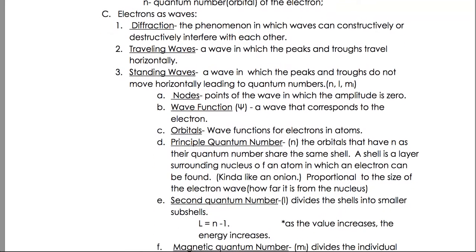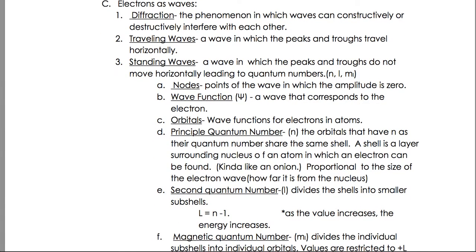If we were to look at electrons as waves, there are different things they can do. They can diffract, and diffraction basically means the waves can either constructively or destructively interfere with each other. If they cancel each other out, they destructively interfere. If they boost each other up, then they constructively interfere.